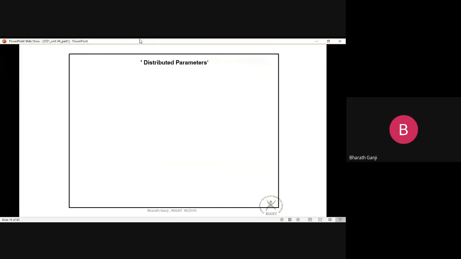Okay, so since we call them distributed parameters, what kind of distributed parameters are used to analyze a transmission line? To analyze a transmission line, what kind of distributed parameters do we use? There are 4 parameters that are used on transmission lines to model the transit time effect.